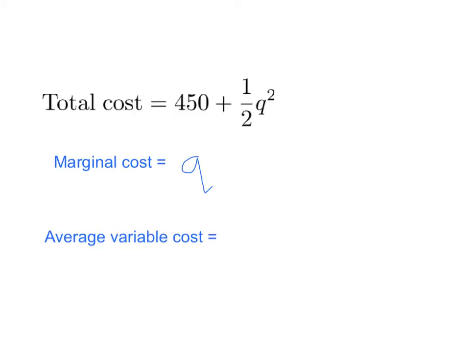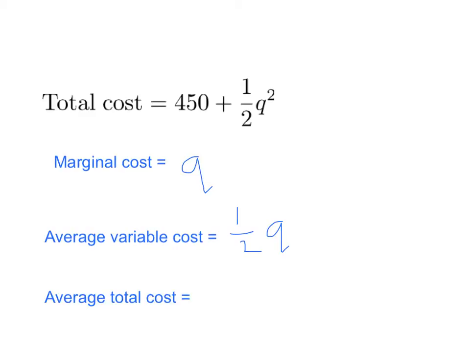We can look at our average variable cost. It's just going to be our variable cost, a half q squared, divided by quantity, so a half q squared divided by q. That's easy. Our average variable cost is going to be 1/2 of q. Notice that in this particular example, the average variable cost is exactly equal to 1/2 of marginal cost. So, the marginal cost of the 10th unit will be 10. The average variable cost of the first 10 units will be 10 divided by 2, which is equal to 5.